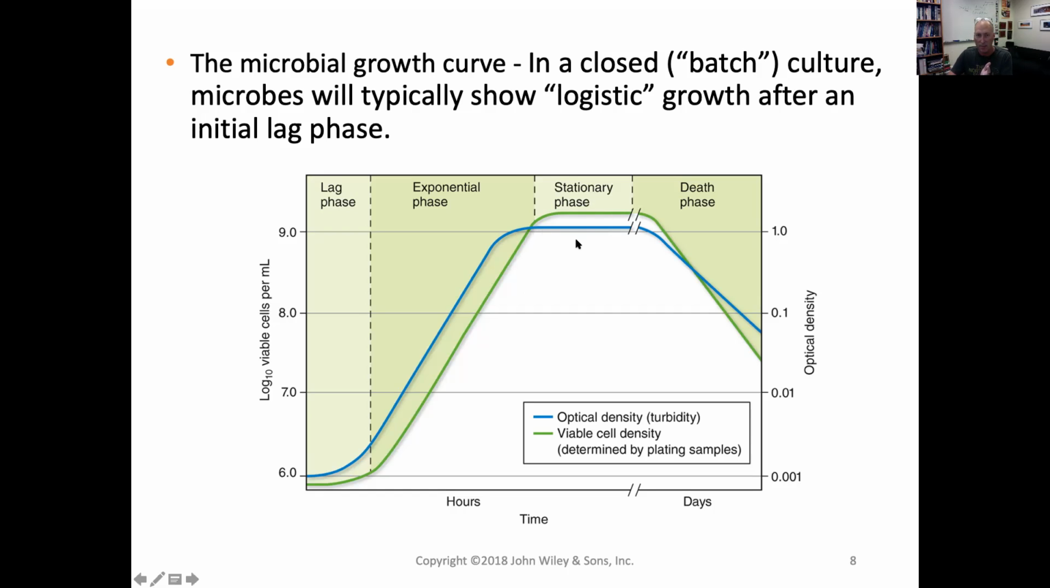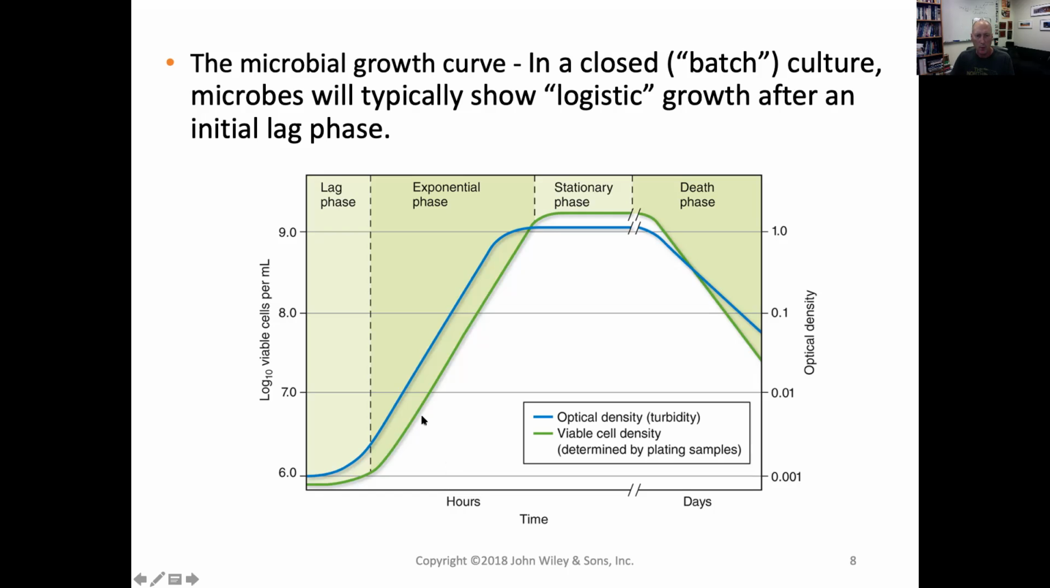Now, some cells might be dividing, but those cells that are dividing are equally matched by cells that are dying. Now, eventually you get, and notice there's a break here because we don't know how long this is, eventually you get to a point where death of cells outweighs any division that's happening. And then we actually start into an exponential death phase, okay?